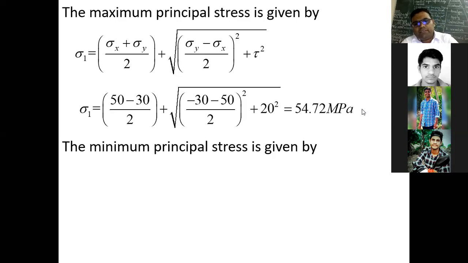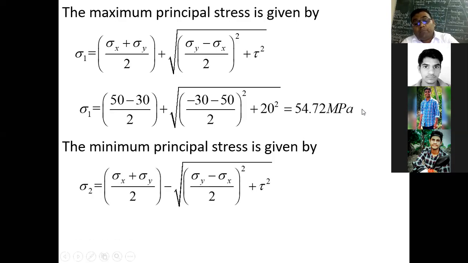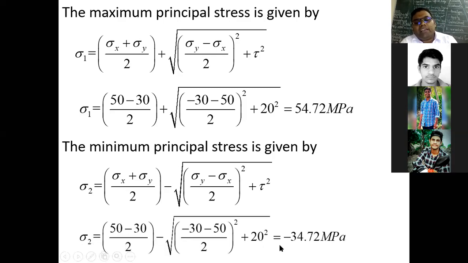And likewise, what is the minimum principal stress? This is the formula. Here is the plus sign and here is a minus sign, and all the other things are the same. So it will become minus 34.72 megapascal. It means the second principal stress is compressive in nature, and the first one is tensile in nature.